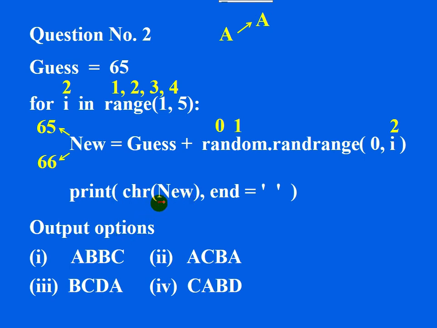Similarly, if I substitute new as 66, what answer do I get? 66 in the character format, I get the answer capital B, which is added to the previous answer. Why did you add the second iteration answer to the previous answer? In order to get all the possibilities.